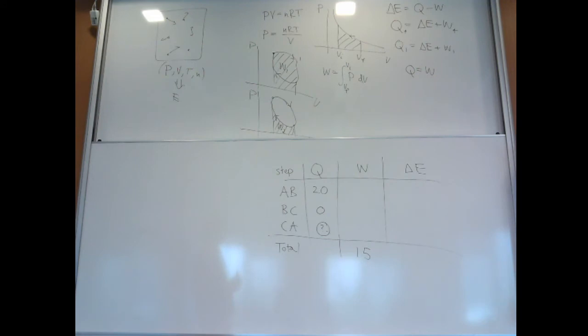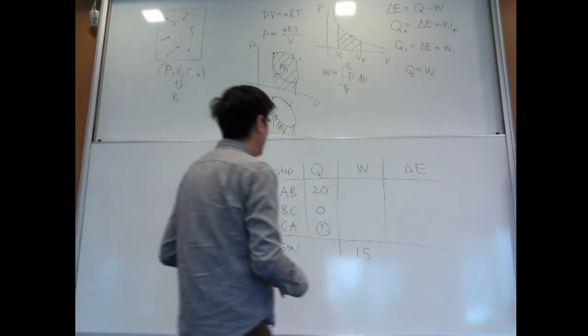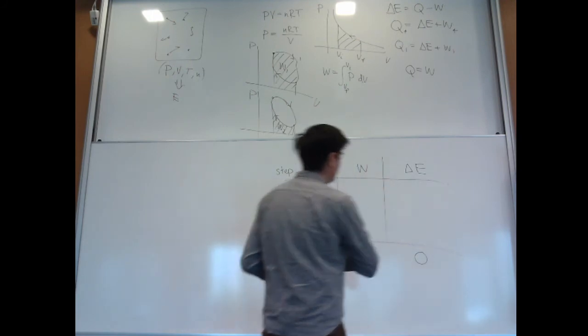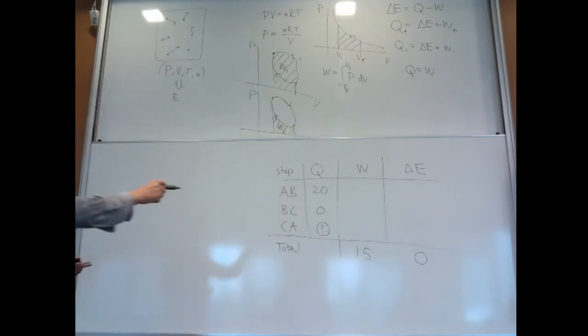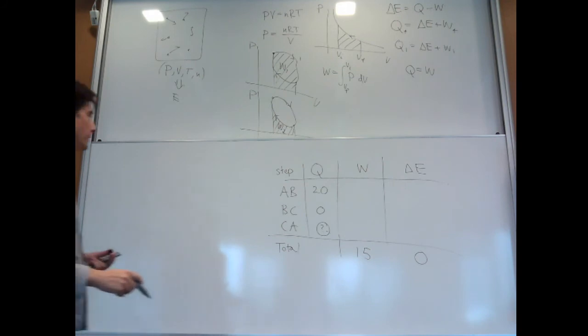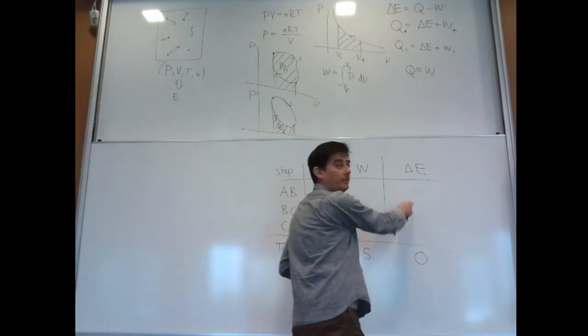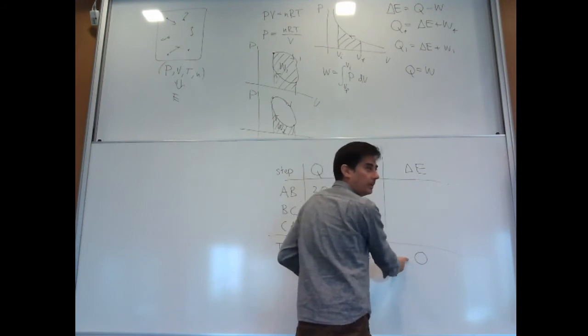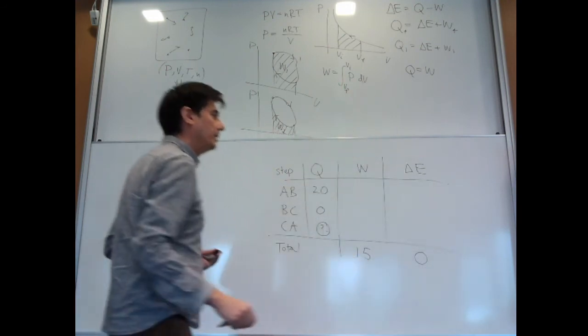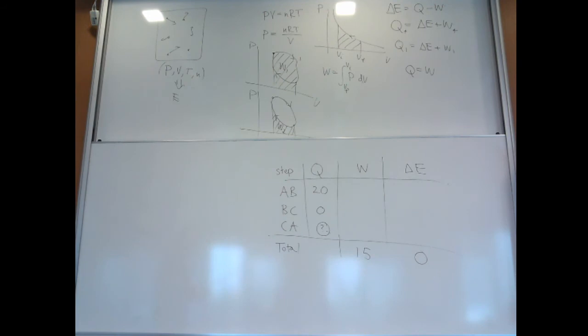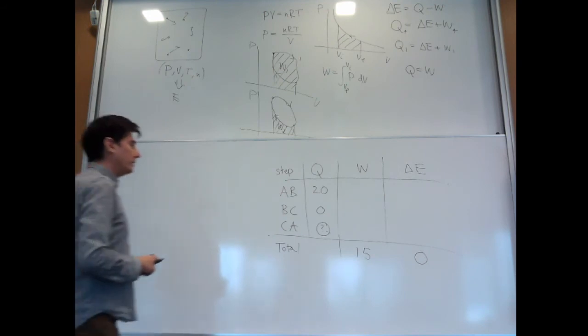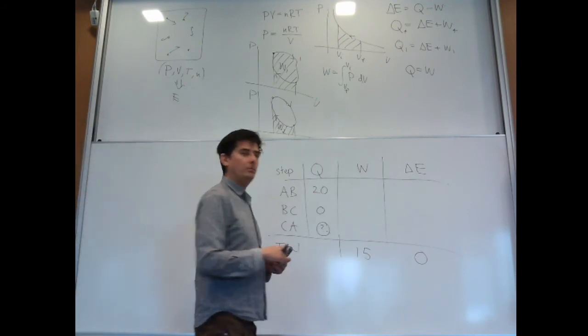Yep, that's right. Okay, so delta E should be 0 because it's a cycle. That delta E should be 0, right? Because, of course, delta E in any of these individual processes could be something, but the total, because it's the whole process, should be equal to 0. Okay, so now that we've got that, what do we do next?